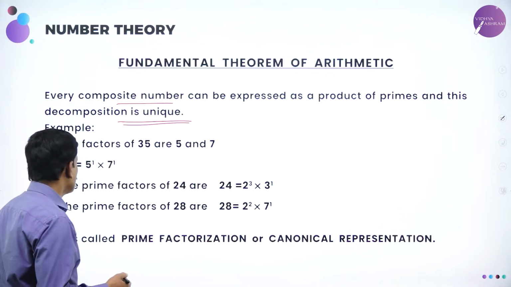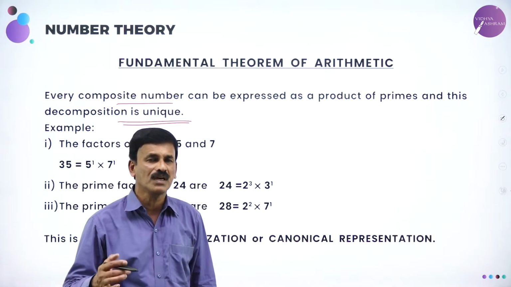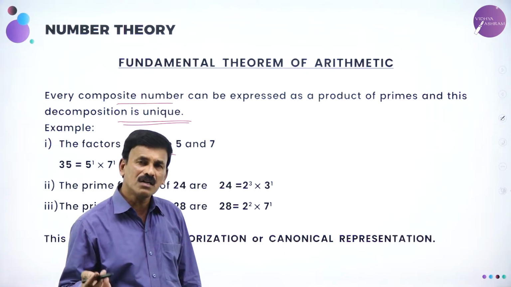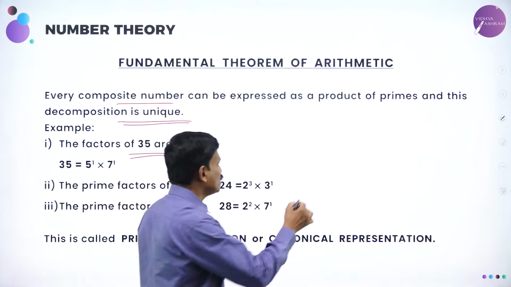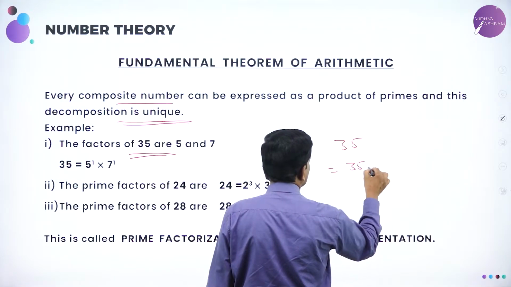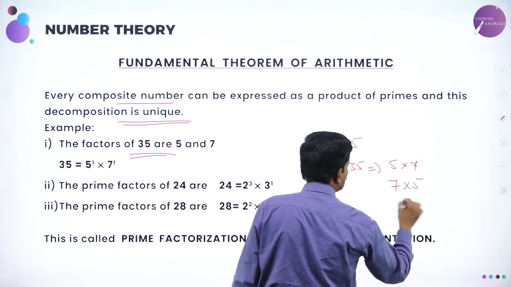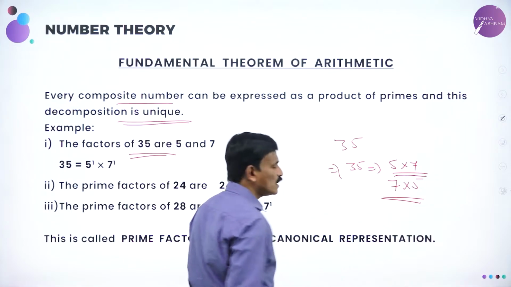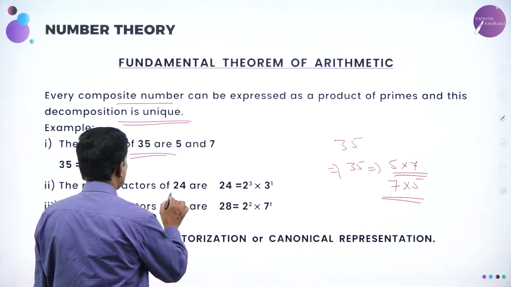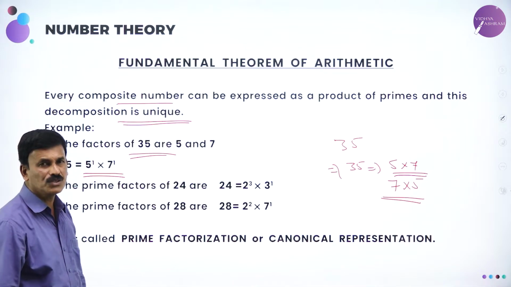Now, let us consider, for example, the factors of 35. 35 can be factorized as 5 into 7 or 7 into 5. 5 sevens are 35, or 7 fives are 35. These are the factors. Therefore, the prime factorization of 35 is 5 to the power of 1 into 7 to the power of 1.